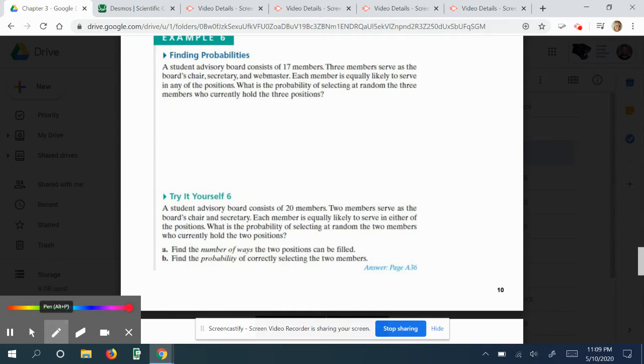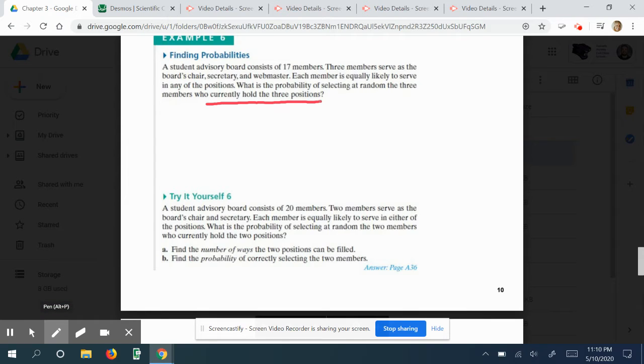The first one says a student advisory board consists of 17 members. 3 members serve as the board chair, secretary, and webmaster. Each member is equally likely to serve at any position. What is the probability of selecting at random the 3 members who are currently holding the 3 positions? Okay, so the important thing we're going to look at is the last sentence: the 3 members who currently hold the 3 positions.